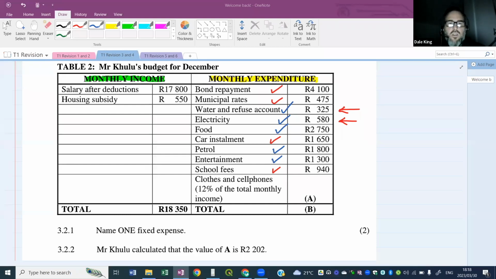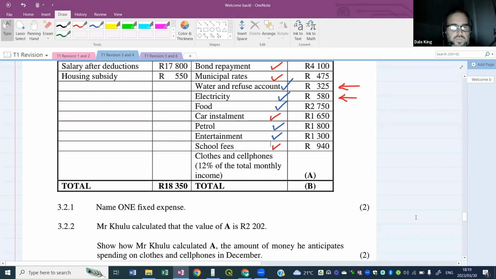In this budget, though, it's 12% of the total monthly income. Let's work out that question, then we'll come back and have a look. In this budget, that is actually a little bit different than usual. Let's look at the next question. It says Mr. Kulu calculated that the value of A is 2,202 Rand. Show how Mr. Kulu calculated A, the amount of money he anticipates spending on clothes and cell phones in December. How did he get to this amount, 2,202?